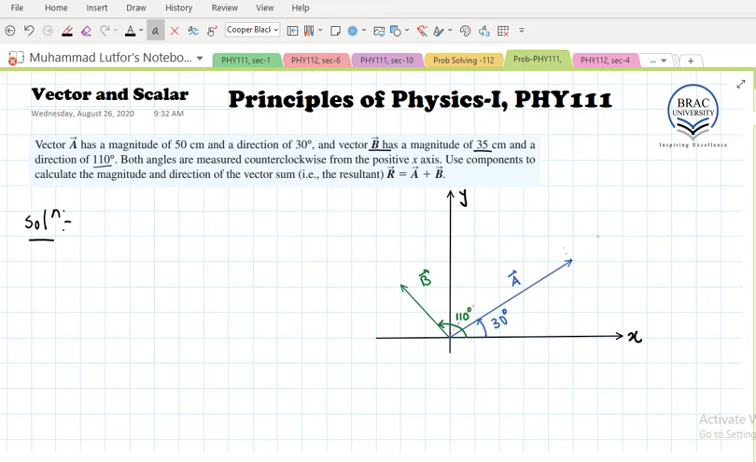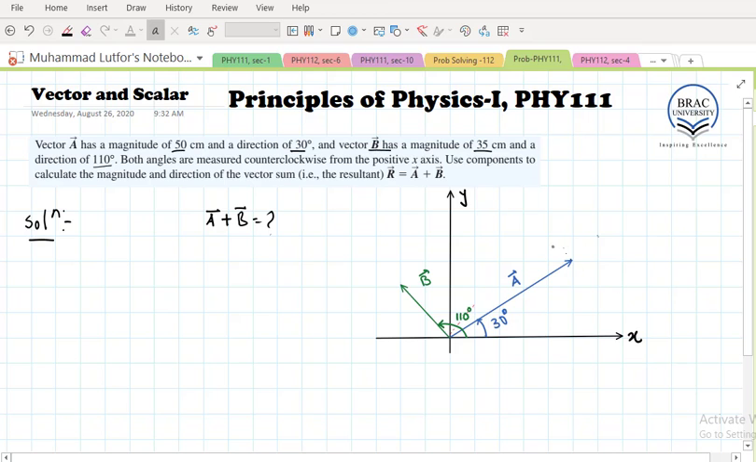In this problem, a vector A has a magnitude 50 centimeter which creates an angle 30 degree with the positive x-axis, and the vector B has a magnitude 35 centimeter making an angle 110 degree with the positive x-axis. Now we have to find out the resultant of these two vectors. So what would A plus B equal?